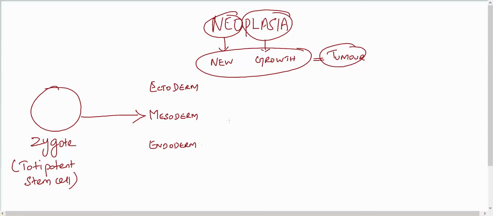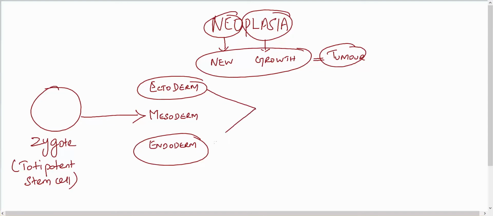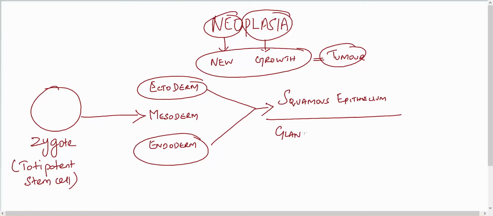So in a tissue we have epithelium and the supporting structure. The epithelium comes from these two layers, and if it comes from the ectoderm, it is squamous epithelium. And glandular and other types of epithelium come from the endoderm.